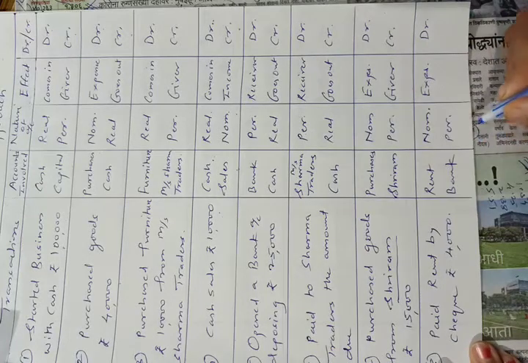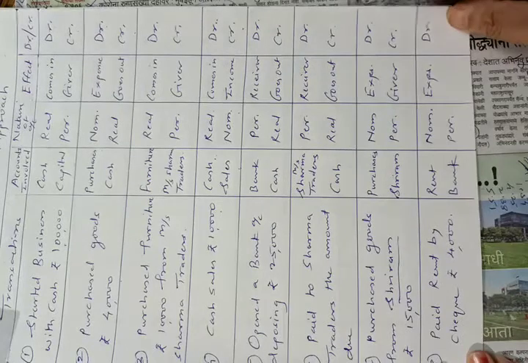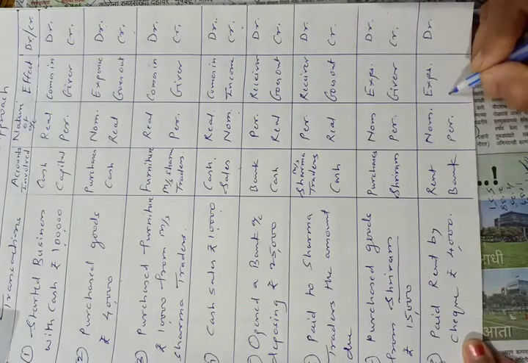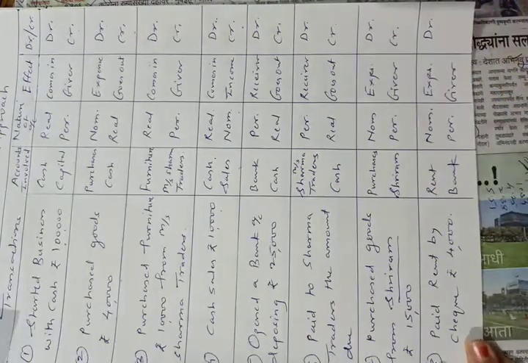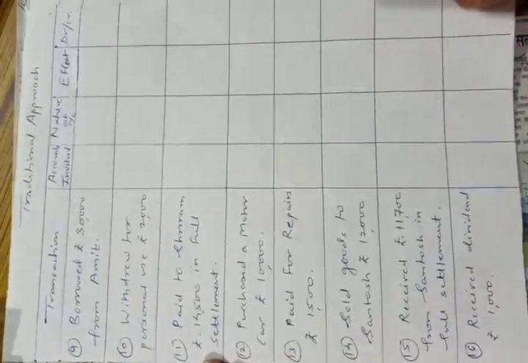The second account is the bank account, which is a personal account, and the rule says debit the receiver, credit the giver. So here the bank is the giver of money. As we are paying rent by check, the bank is the giver of money, so credit the giver. Next entry now, 9th entry.